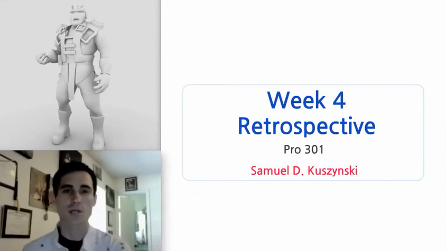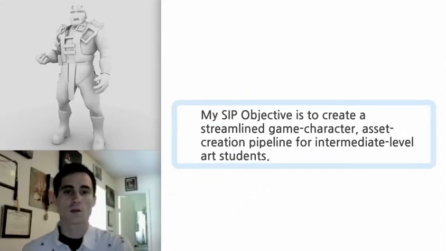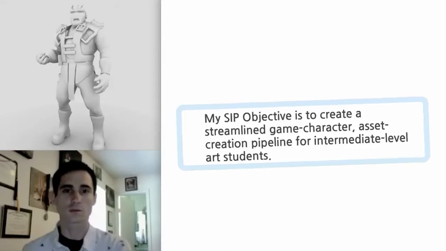Hello everybody, my name is Kuszynski, and I'm going to be going over my week 4 retrospective for my senior innovation project. My senior innovation project objective is really to create a streamlined game character asset creation pipeline that would cater to an intermediate level art student.